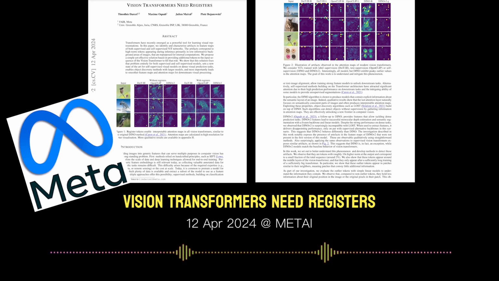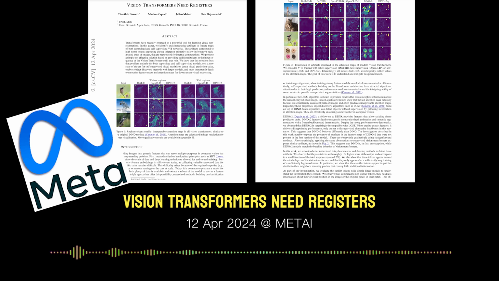They realized that if the model was already trying to create these registers, why not just give it dedicated tokens that are specifically designed for that? It's like giving the model a proper hammer instead of forcing it to use a rock. Right, exactly. And that's how they came up with the idea of dedicated register tokens. They figured that by giving the model these special spots to store global information, they could let the patch tokens go back to doing what they were supposed to do, representing the image accurately.